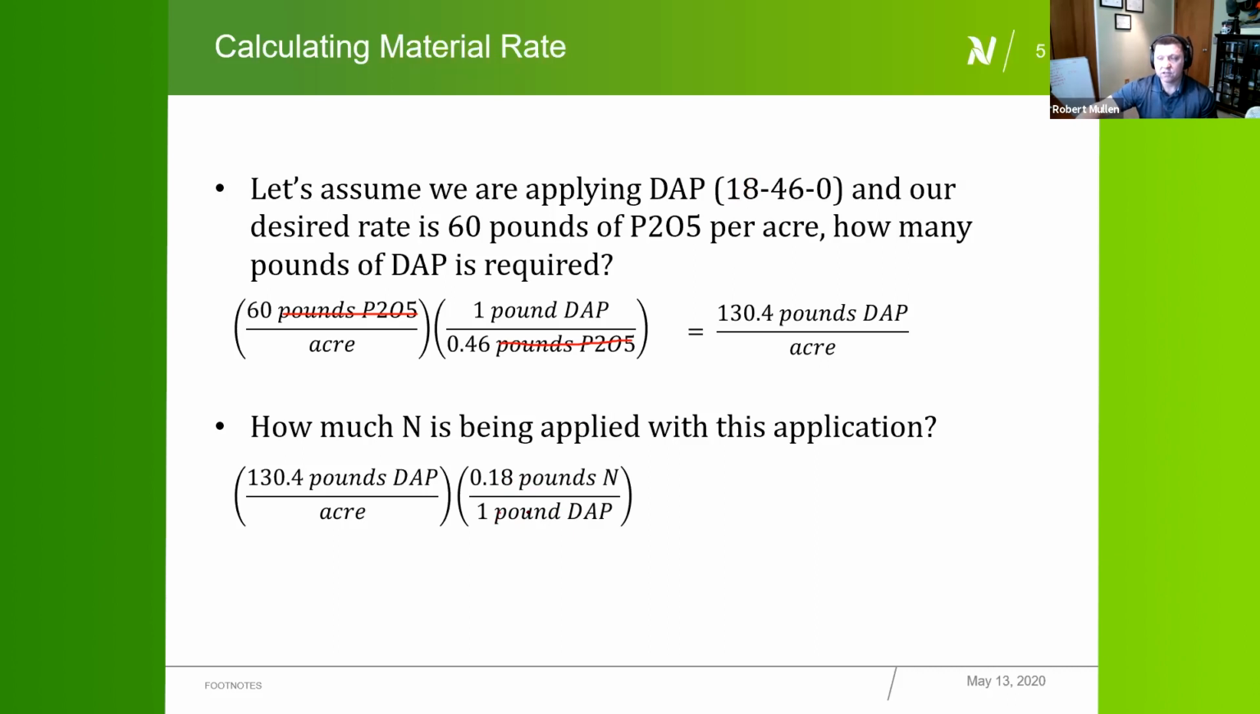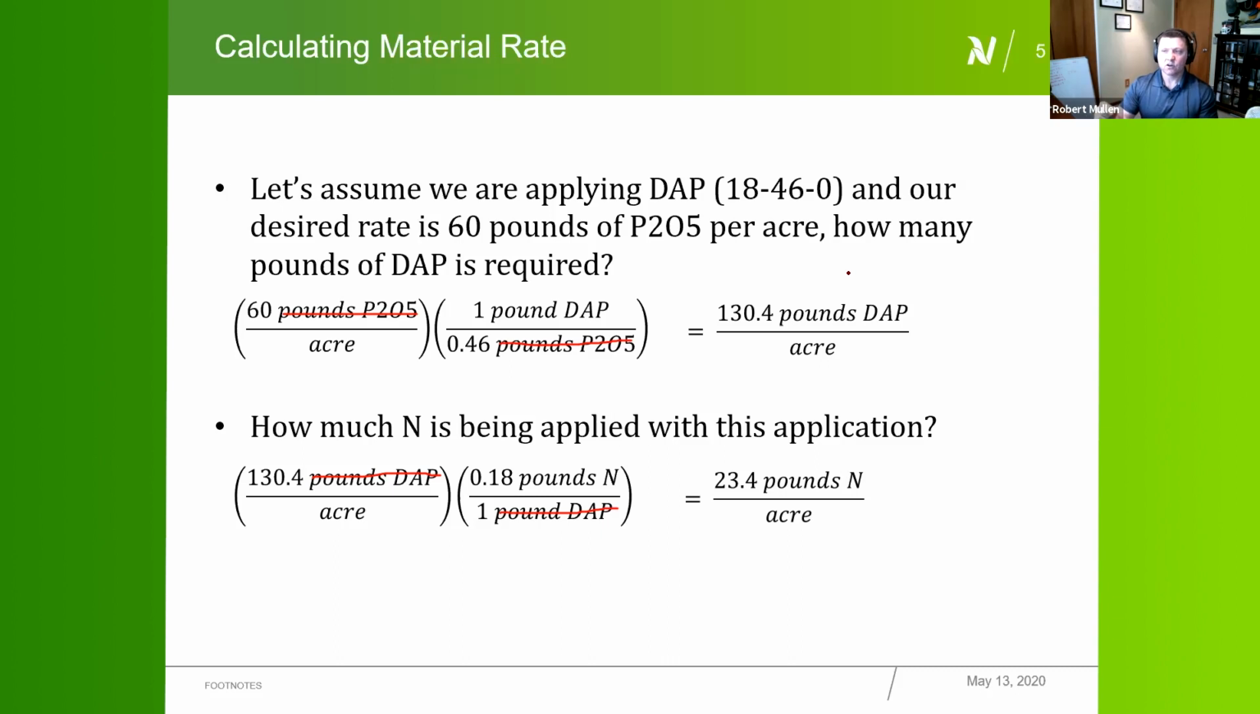Again, I'm going to do this throughout the entirety of this presentation, just so you get comfortable with seeing this. Those units go away. I'm now left with pounds of nitrogen per acre. Do the math, 130.4 multiplied by 0.18, and I wind up with 23.4 pounds of nitrogen being supplied per acre when I apply 130 pounds of DAP to meet my desired phosphate rate.